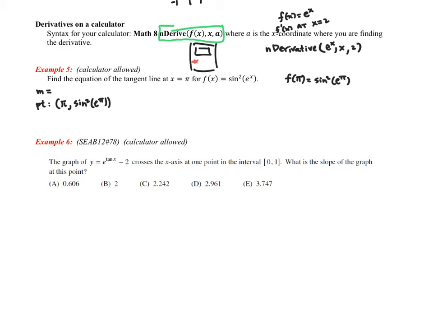Now I've got to use my calculator. I'm going to do that right now, live and in living color here. So I press math 8, and my calculator is high speed, so I actually typed f of x into y1. So I'm going to take the derivative with respect to x of y1 at the point x equals pi.